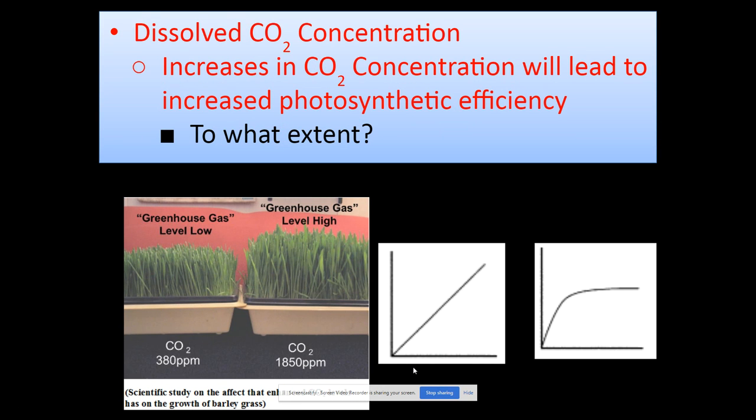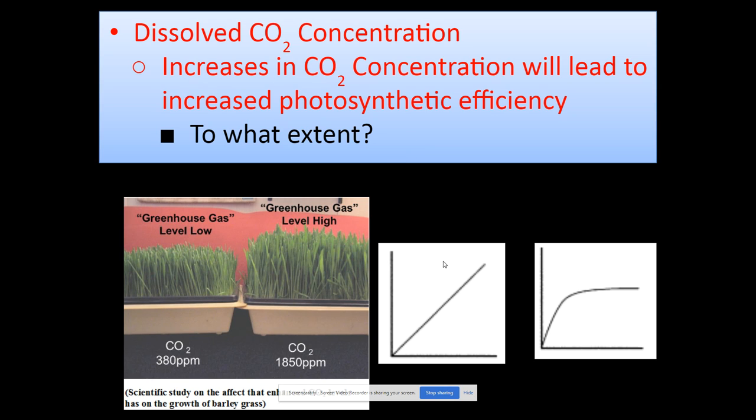Last one of the factors we need to cover in regards to the effect that they have on photosynthesis is carbon dioxide concentration. As we know, one of the reactants of photosynthesis is carbon dioxide gas, which plants absorb through their leaves. If there is not enough carbon dioxide present, the plants aren't going to be able to photosynthesize efficiently. However, as we increase the carbon dioxide concentration, this will lead to increased photosynthetic efficiency.